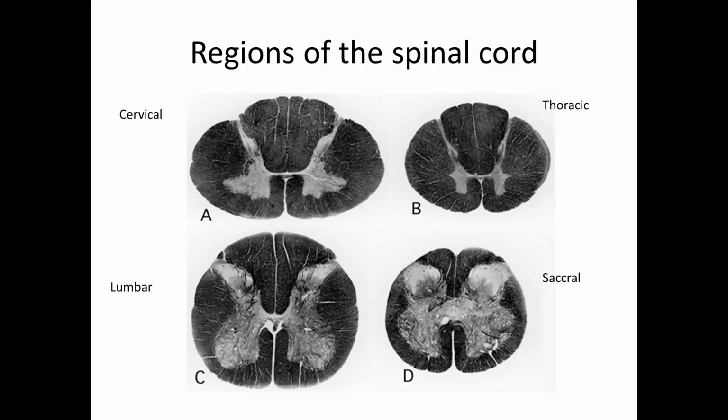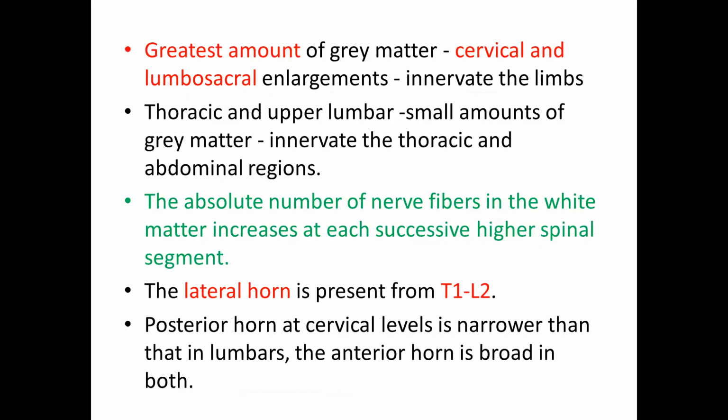And then in the sacral area, you have less white matter because the ascending and descending tracts are less as you come downwards, right? Otherwise, of course, the white matter is large in the upper ones. So white matter is less in the sacral region. The greatest amount of gray matter is found in the cervical and lumbosacral enlargements because they innervate the limbs. Thoracic and upper lumbar have small amounts of gray matter because they innervate the thorax and the abdominal regions.